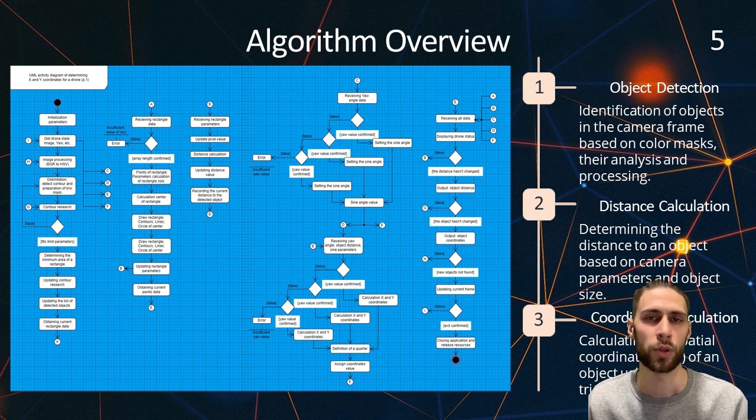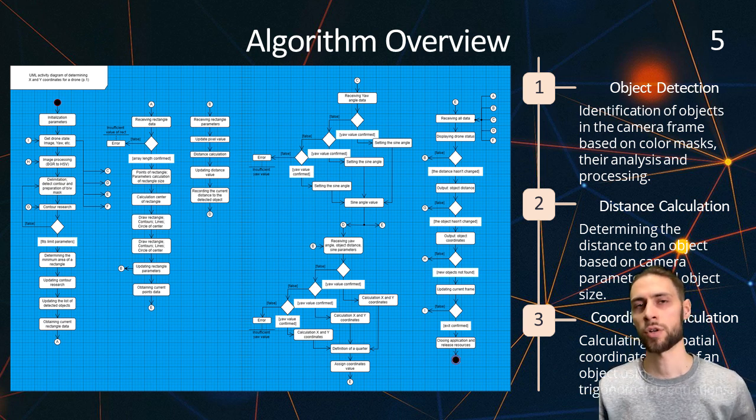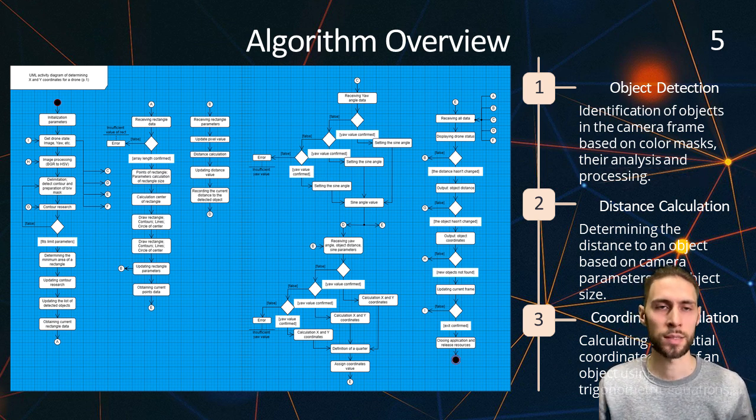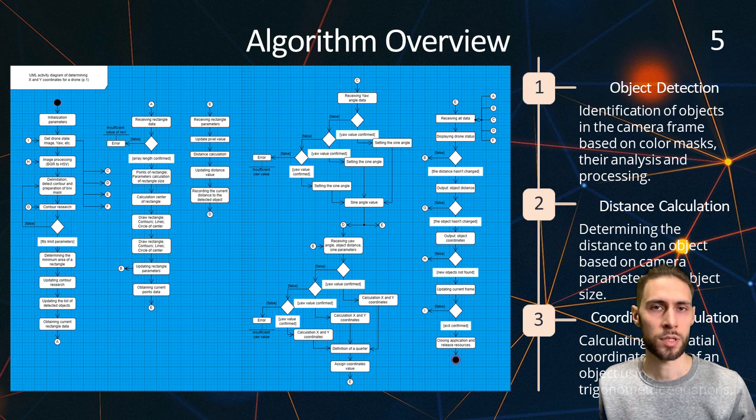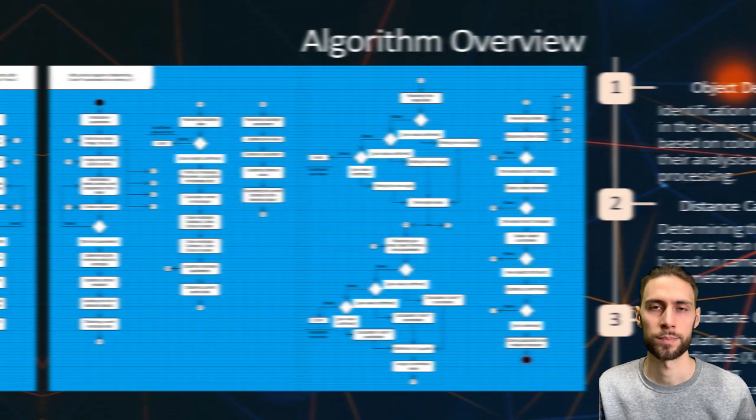This ensures stability in tracking the position of the object on the plane and its subsequent finding on that coordinate, which is the basis for visual navigation in unknown space. The algorithm consists of three stages: object identification through color masks, calculation of the distance to the object based on the dimensions and camera parameters, and calculation of x and y coordinates using trigonometry.